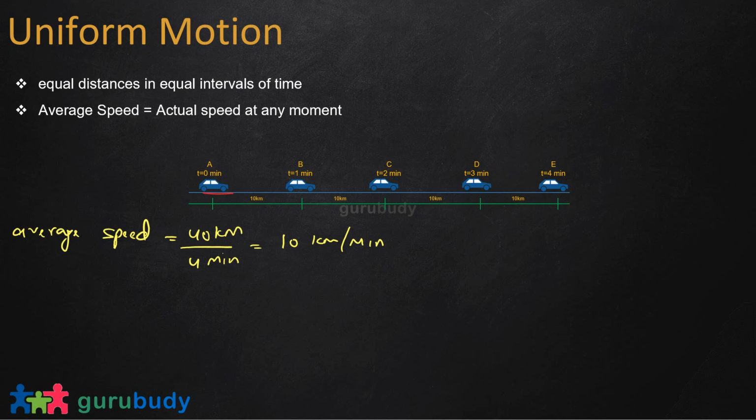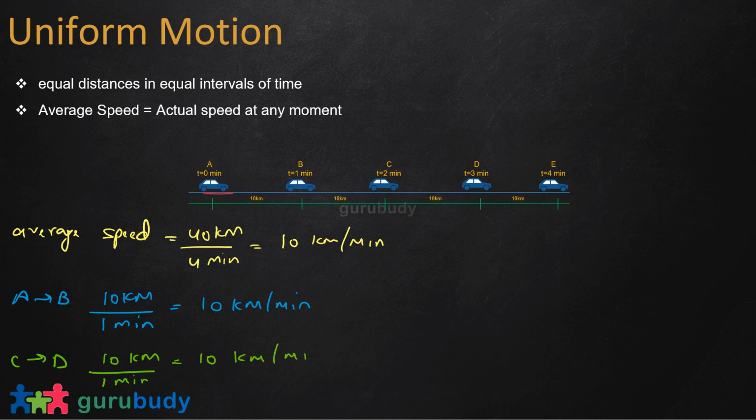Now if I look at the motion between A to B, the speed would be 10 kilometers in 1 minute, because it travels 10 kilometers in that distance. It's again 10 kilometers per minute. Now let's take a motion here, C to D. Again it travels 10 kilometers in 1 minute, so that's 10 kilometers per minute.